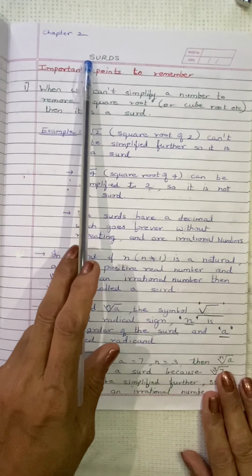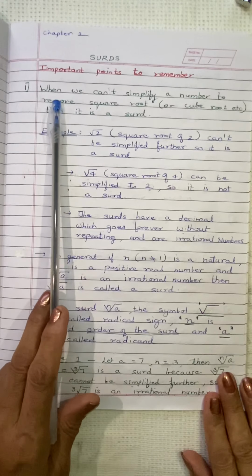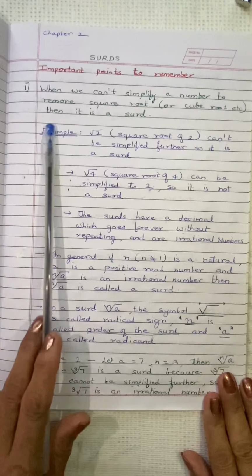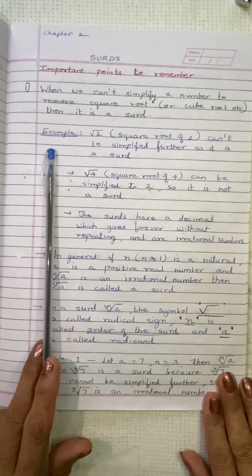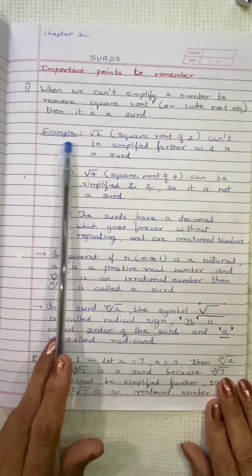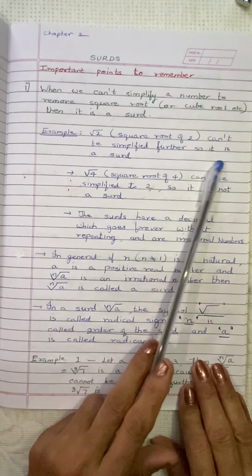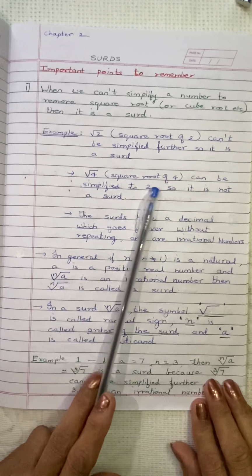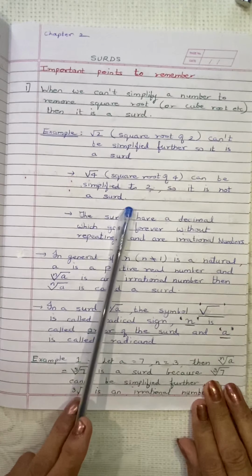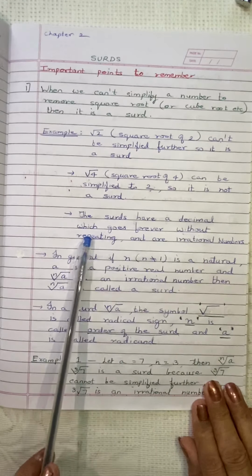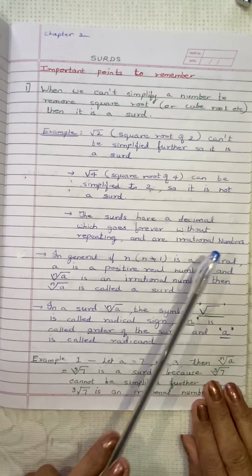We are on real numbers chapter 2, surds. Important points to remember: when we can't simplify a number to remove a square root or a cube root etc., then it is a surd. Now we do not get a perfect square root. Example, root 2, square root of 2 can't be simplified further, so it is a surd. Now square root of 4 can be simplified to 2, so it is not a surd. The surds have a decimal which goes forever without repeating and are irrational numbers.